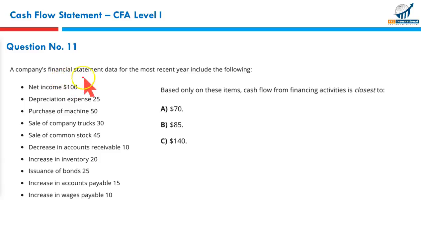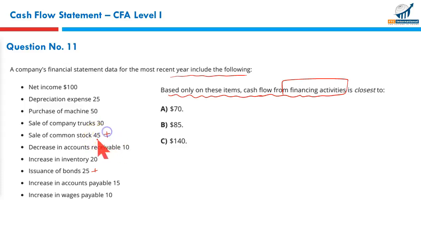Next, a company's financial statement data for the most recent year include the following. The data has been given. What we are required to do, based only on these numbers, is find the cash flow from financing activities. Just focus on financing. Financing means issuing bonds, financing inflow. What else?